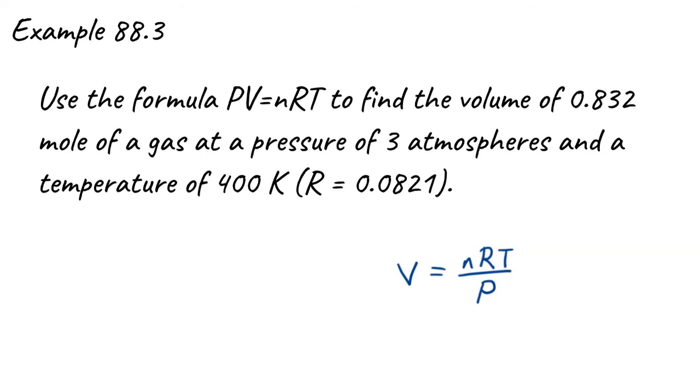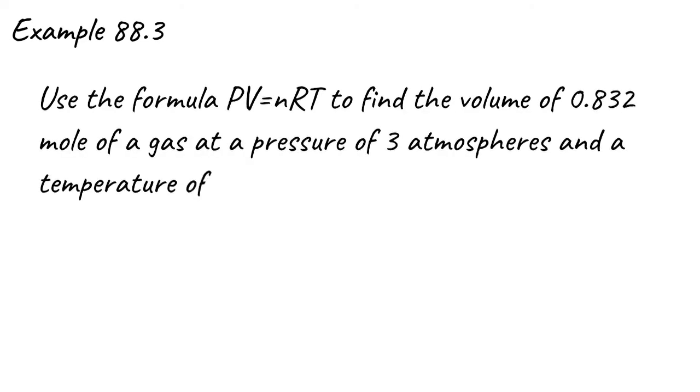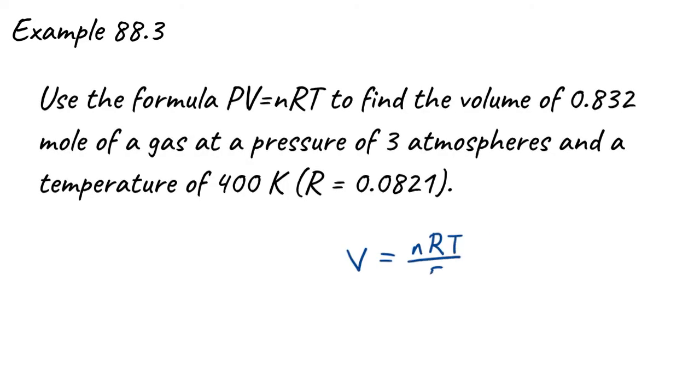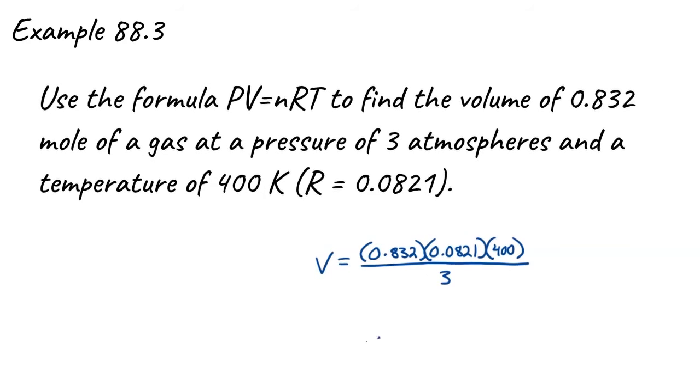So with the original formula manipulated to V equals nRT over P, we drop in the values that were given, and then we calculate them to find that the volume is 9.11 liters.